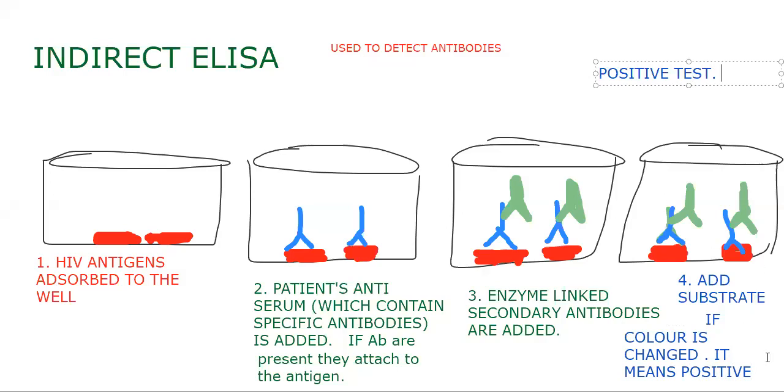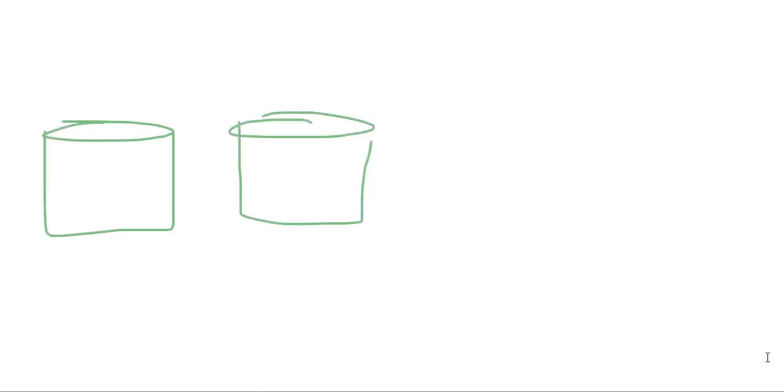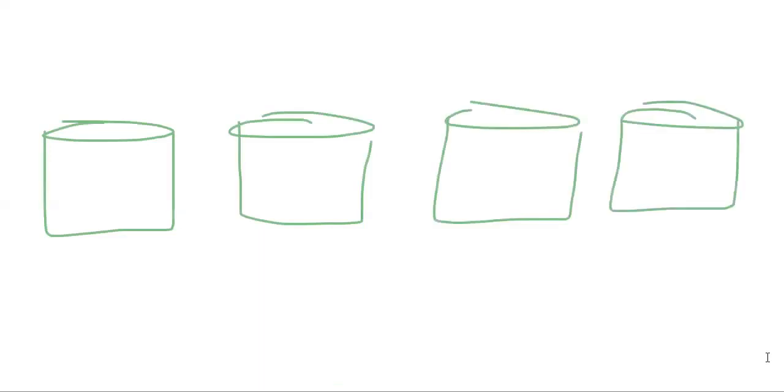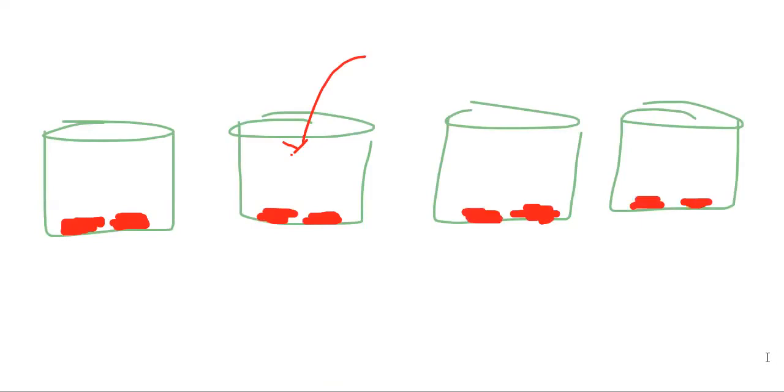There you can understand the scenario. Let's do the negative test. The same indirect ELISA, the same old one, I have to do the negative test. I am taking 4 samples of microtiter plates, and as usual the antigen is attached to the well of the microtiter plate. Then the patient sample is added. First of all, let me draw all the antigens on the plate. The antigen is attached to the microtiter plate.